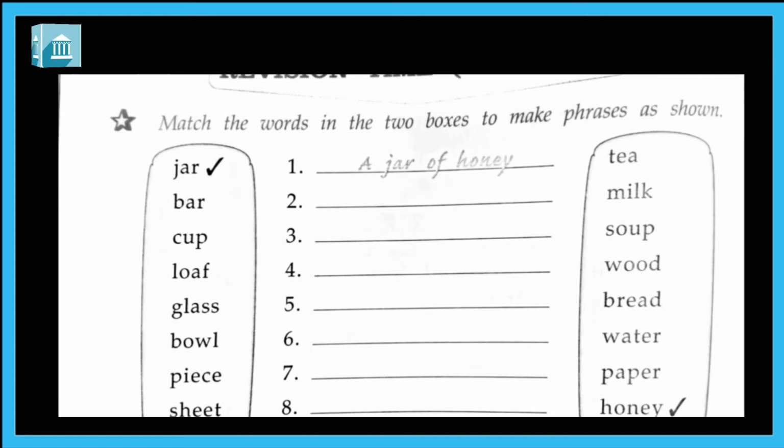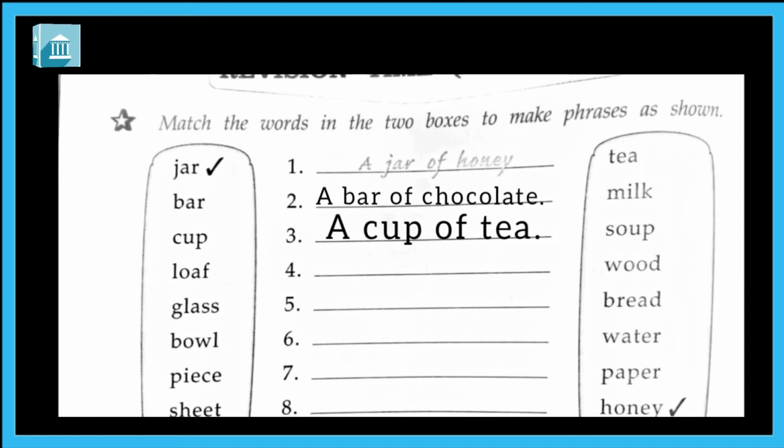Bar यानी के टुकड़ा. A bar of what? A bar of tea? चाय का टुकड़ा? नहीं. Milk. Milk का टुकड़ा? नहीं. सूप का भी टुकड़ा नहीं हो सकता. A bar of chocolate यानी कि एक चॉकलेट का टुकड़ा. Third one, a cup of tea यानी कि चाय का कप. Fourth one, a loaf of bread.